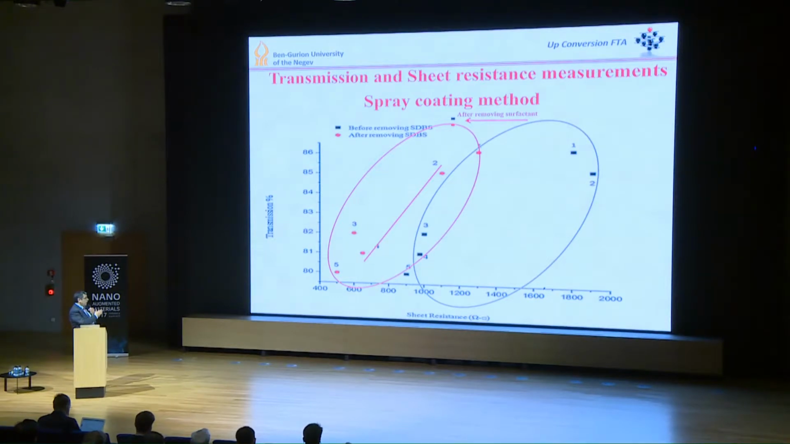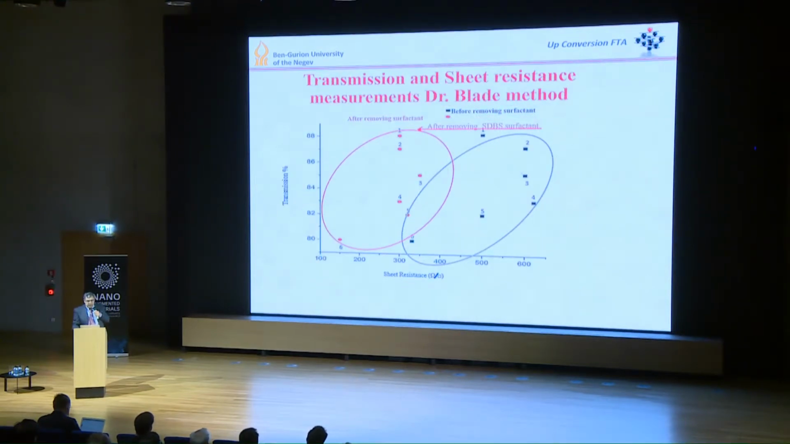As an example here, you can see how we start the process of increasing the conductivity of the carbon nanotube by getting rid of the surfactant, which is used to deposit the carbon nanotube, and you can see how the sheet resistance reduces as we remove the surfactant. So this is one move. This is also another system where we did the same thing, and you can see how we can reduce the sheet resistance of the carbon nanotube.